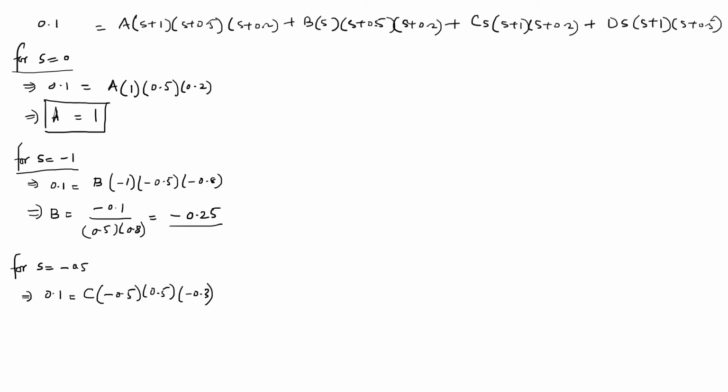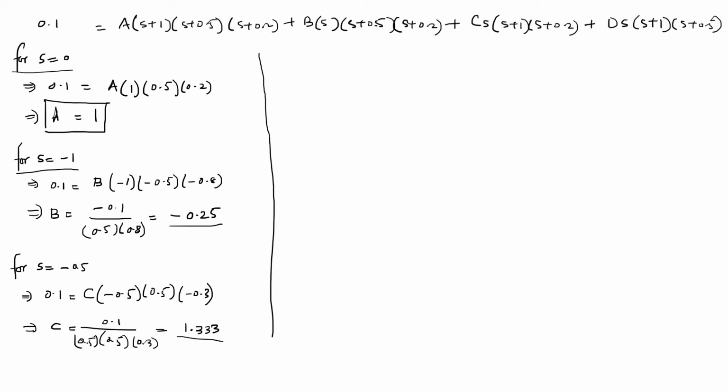So this is going to give me something like C equal to 0.1 over 0.5, multiplied with 0.5 again, and you have 0.3. So this is going to give me, I suppose, something like 1.33. Kindly counter check that. I think this is going to be the answer. Let me move on.